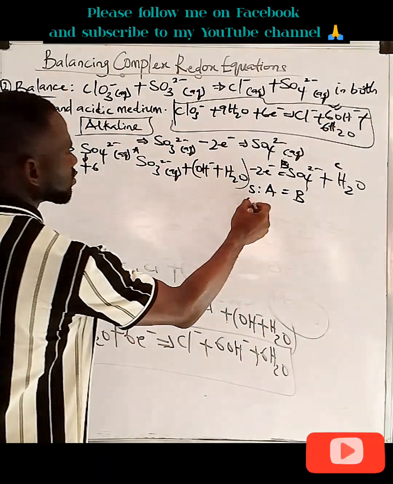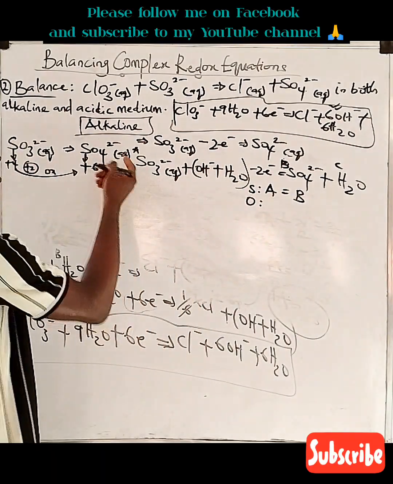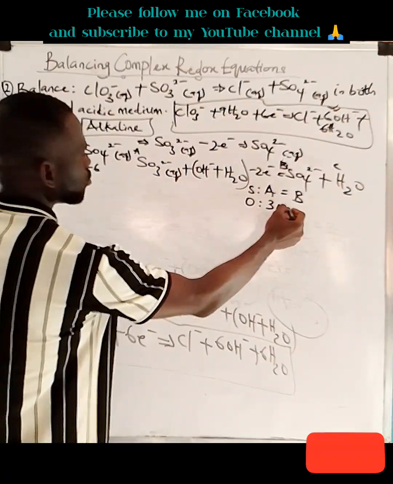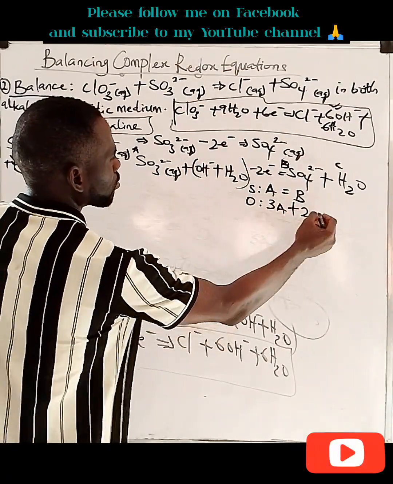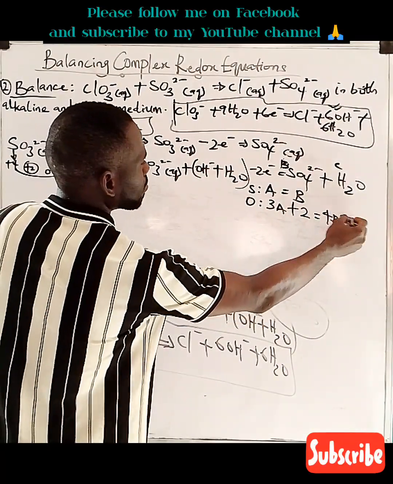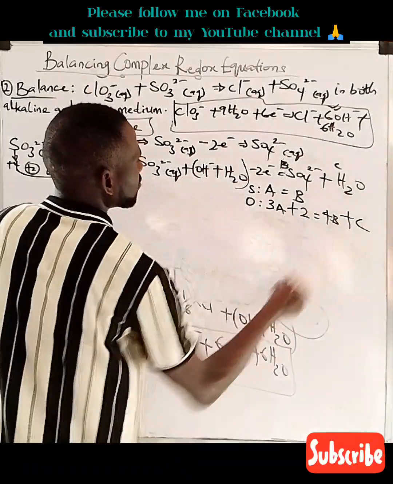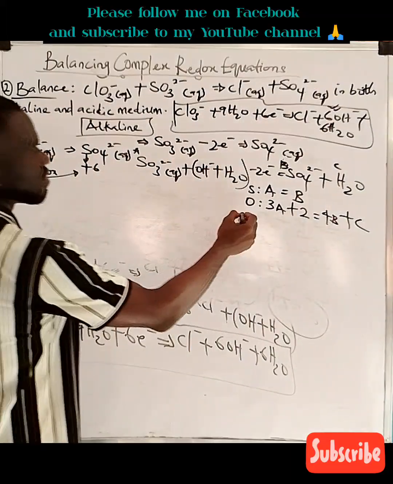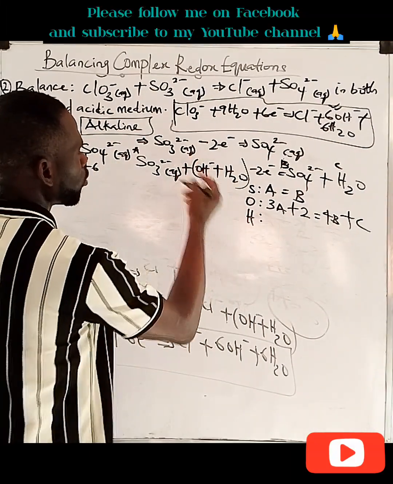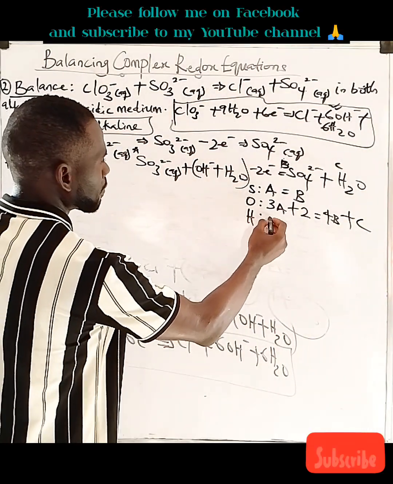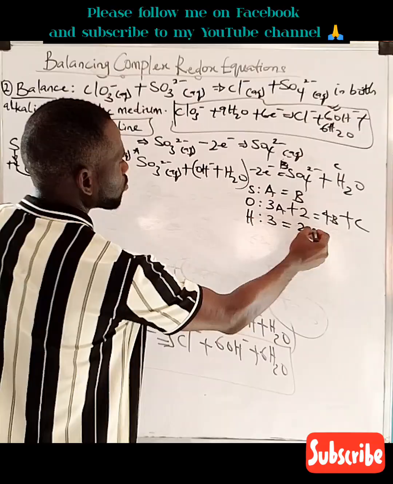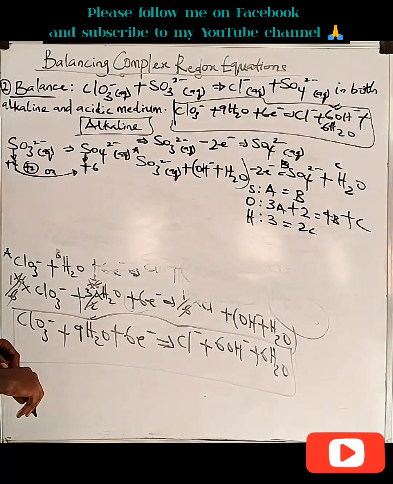Then there's the oxygen. Oxygen is 3 atoms, 3 times A is 3A. Oxygen here is 2 plus 2, because oxygen here is 4 atoms, 4B, then plus oxygen here, 1 atom, 1 times C is C. What's next? The next is hydrogen. Hydrogen here is 3 atoms, no coefficient attached to the hydrogen here, just 3, equals hydrogen here is 2 atoms, 2C. So we're done with all the atoms of the elements.